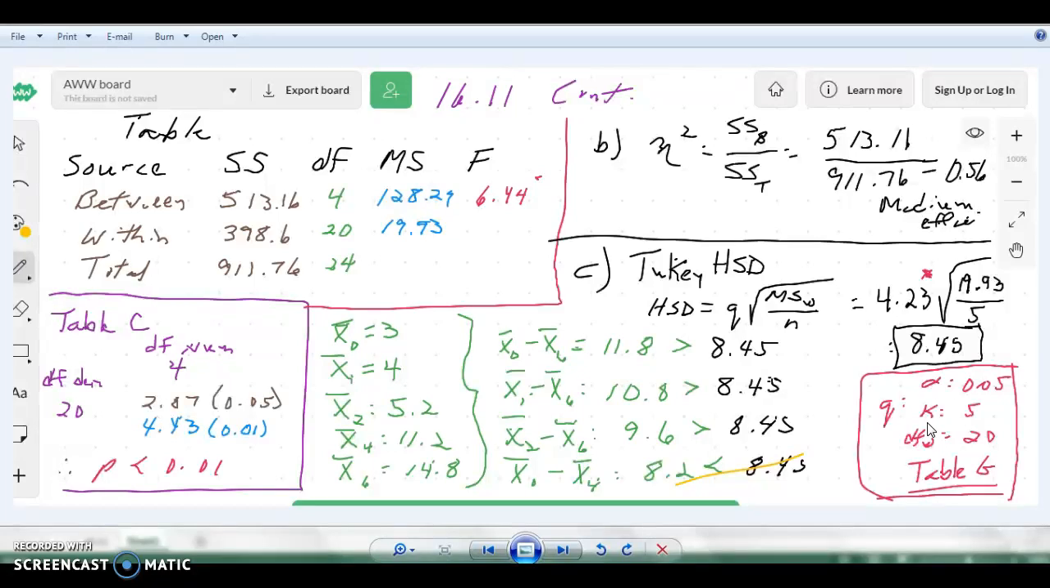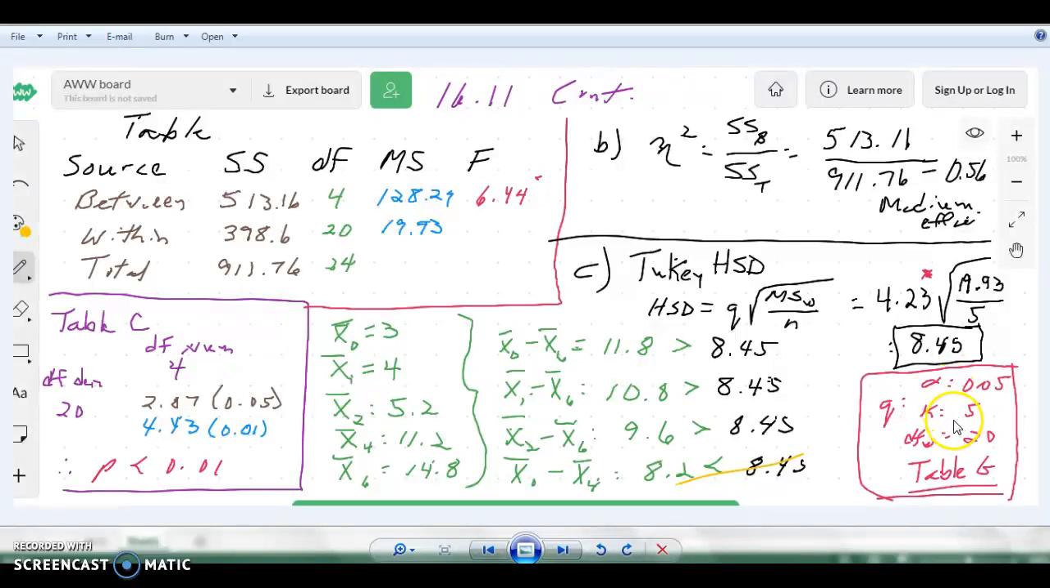We need our K value, and K is the number of different categories. So we had 5 different columns we were comparing. And then the degrees of freedom within is also needed. Again, that's this value right here, 20.